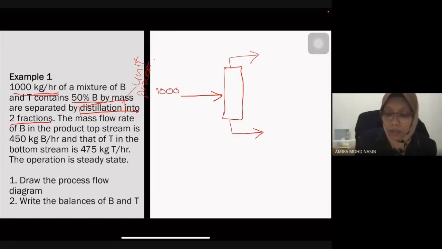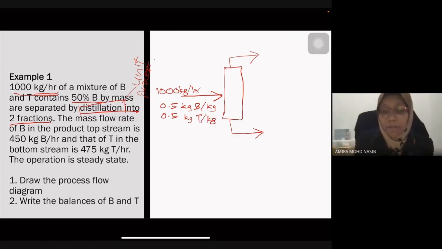The rule is that the top of your arrow should be your flow rate, mass flow rate or volume flow rate, so this is your flow rate of the mixture of B and T, and the bottom of your arrow must be your composition. Since it's stated as 50%, equal to 0.5 kilogram B per kilogram, and of course it adds up to 100%, so 50% B and 50% T, so 0.5 kilogram T over total kilogram. It divides into two fractions, 1 and 2.